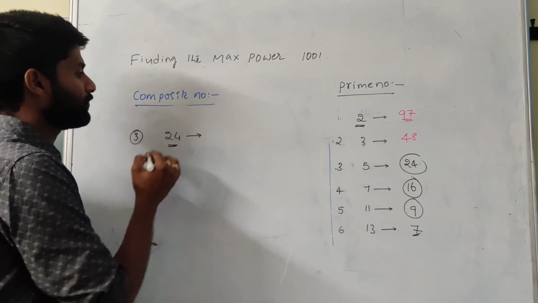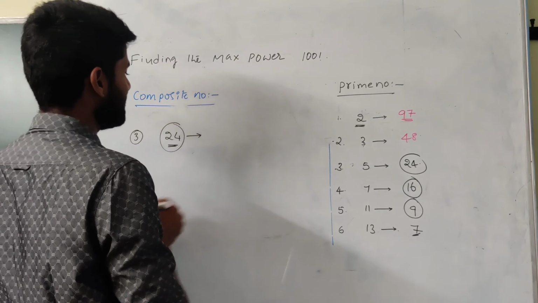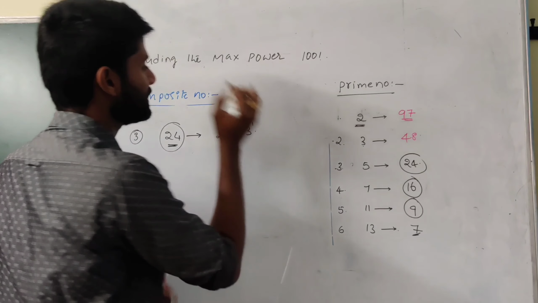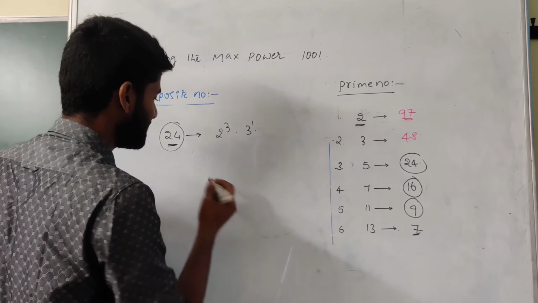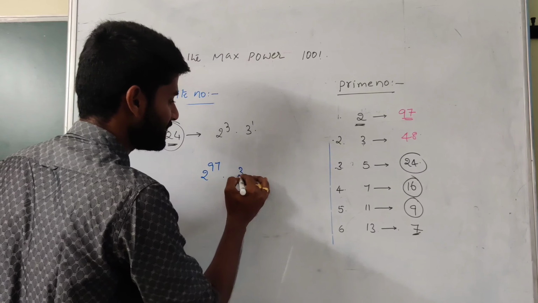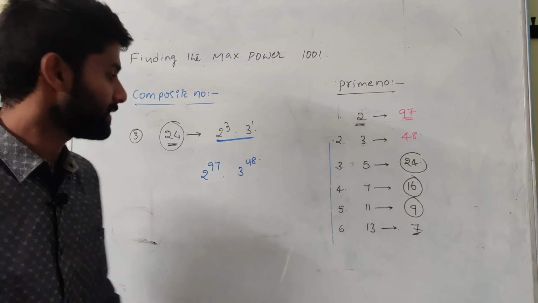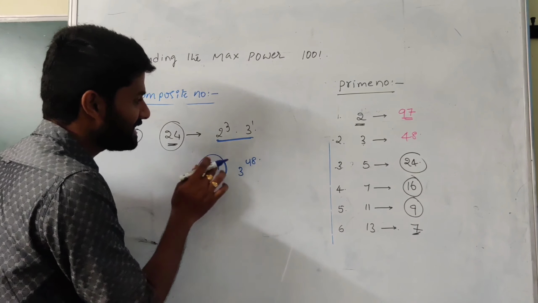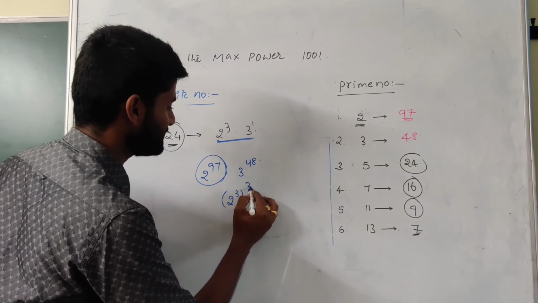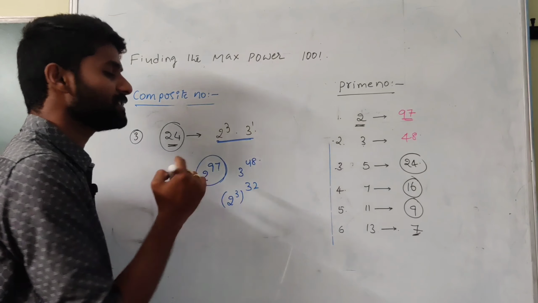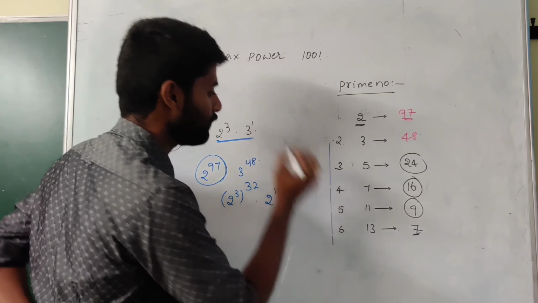Next, see one more example for 24. Find the maximum power of 24 in 100 factorial. So 24 can be written as 2 cube into 3 power 1. We know that the maximum power of 2 is 97, so this value can be written as 2 power 97 into 3 power 48. But we require it in the form of 2 cube into 3 power 1. So first of all, convert 2 power 97 into 2 cube forms. How many times do we have 2 cube? 3 3s are 9, 3 2s are 6, 32 3s are 96. We are left with one value, 2 power 1 and 3 power 48.